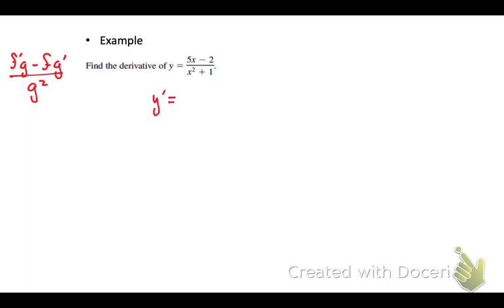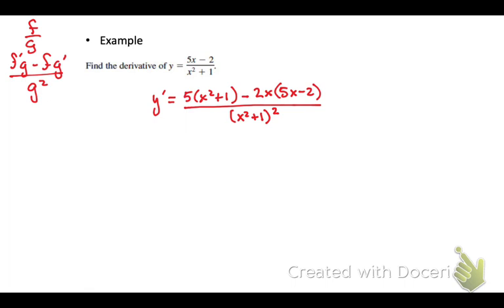So y prime equals, well, the derivative of 5x minus 2 is 5, times x squared plus 1. Oh, you bring that one up? That's g. f divided by g. Why are you minusing? Because it's the formula. Never mind. Because it's quotient. Quotient's division, subtraction. Okay, now the derivative of x squared plus 1 is 2x, so 2x times 5x minus 2, all over x squared plus 1 squared.